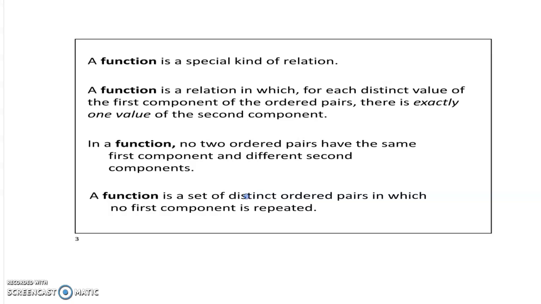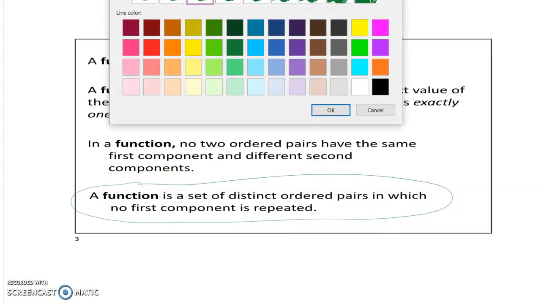So a function is a special kind of relation. We've been dealing with relations, and we also have been dealing with functions, but we don't really know what they are yet. There are a couple of different definitions in your books, and this is my favorite one. Let's draw here. This one is my favorite because it's the most understandable.